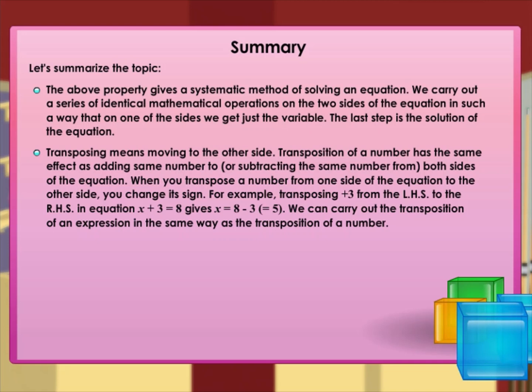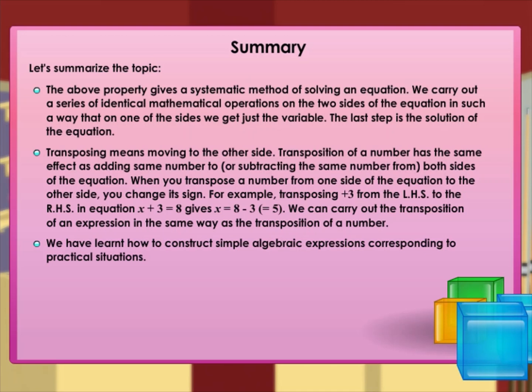When you transpose a number from one side of the equation to the other, you change its sign. For example, transposing plus 3 from LHS to the RHS in equation x plus 3 is equal to 8 gives x is equal to 8 minus 3 is equal to 5. We can carry out the transposition of an expression in the same way as the transposition of a number. We have learned how to construct simple algebraic expressions corresponding to practical situations.